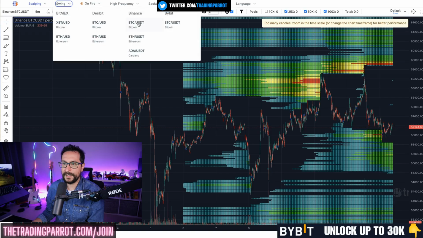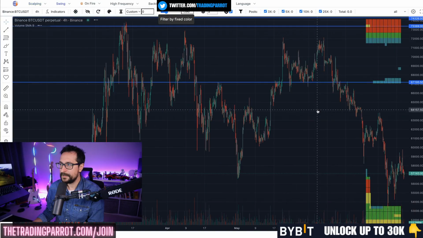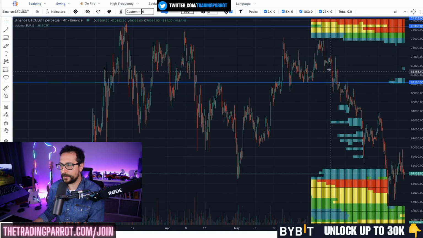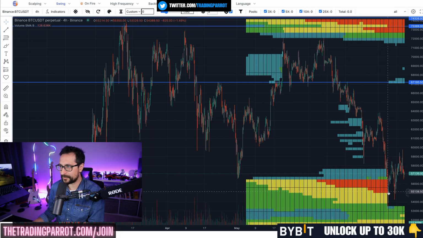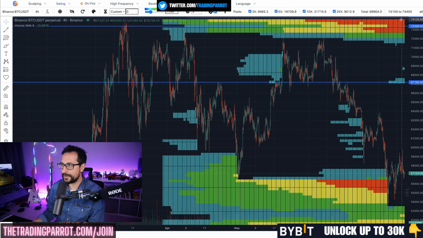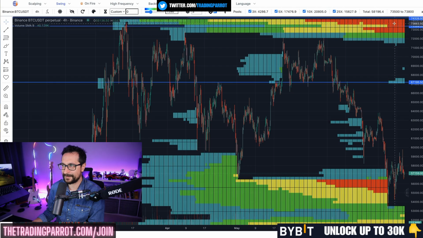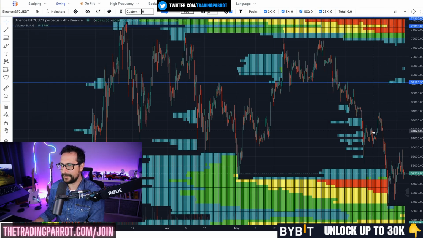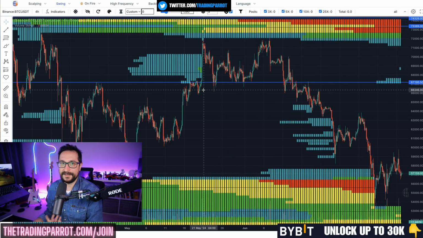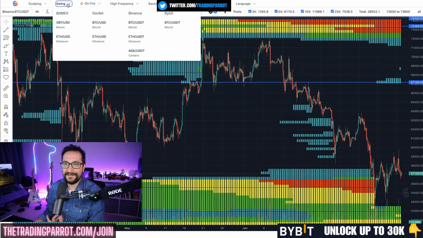If we go to Swing and we change this to BTC, now we're gonna see the big picture. We're gonna see why the price crashed all the way to here. We're also gonna see how much liquidity has been piling up on the top end. So overall, I find this tool really useful. I haven't had time to look into other assets, but you can also explore those.